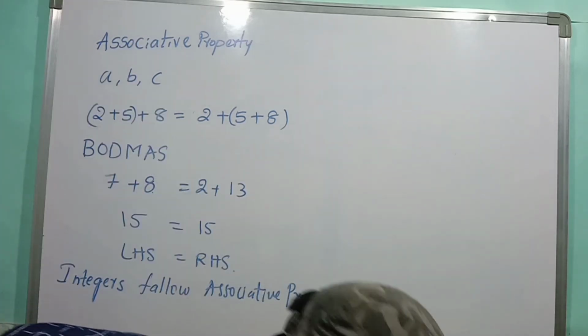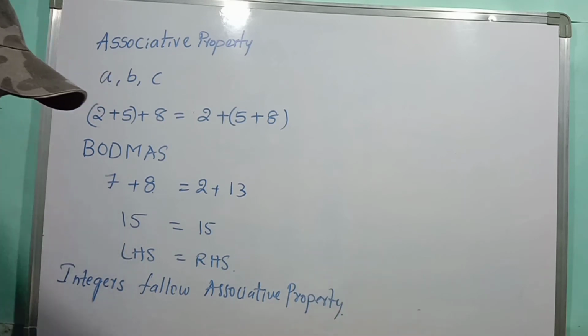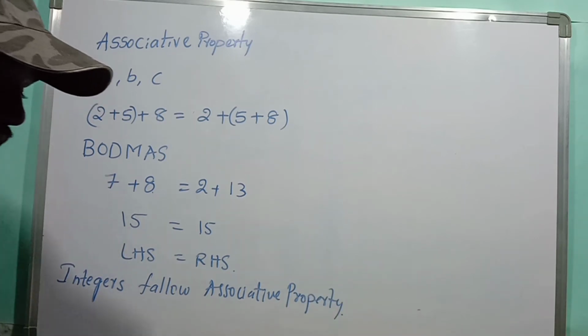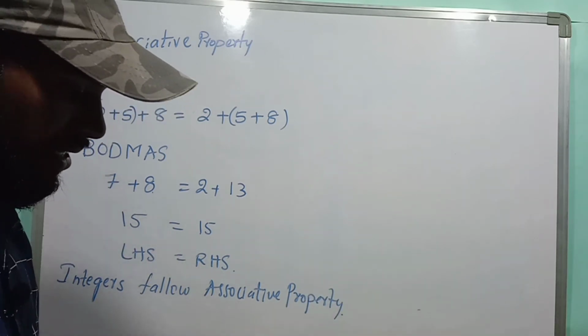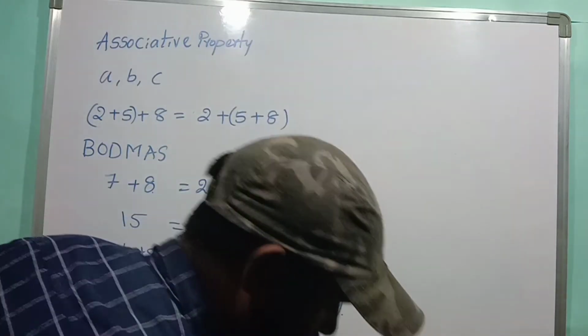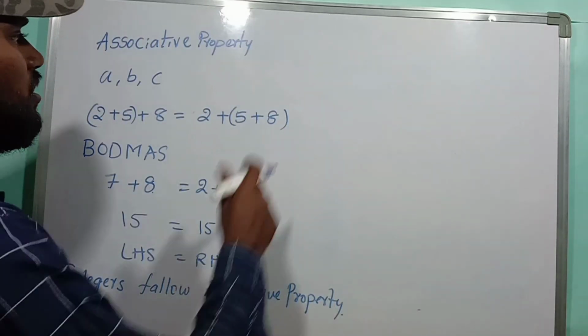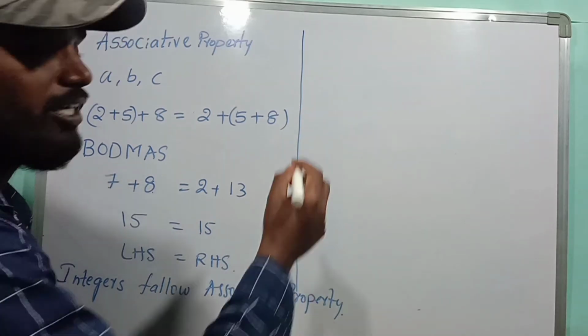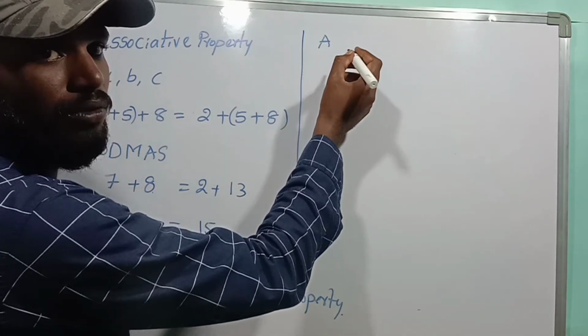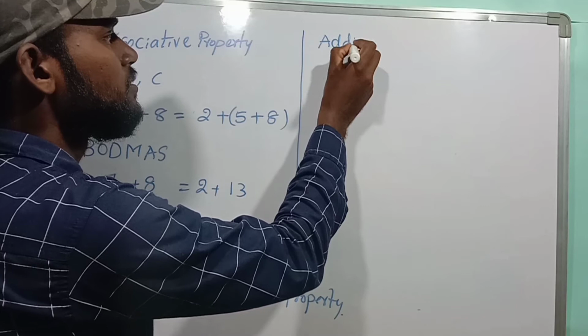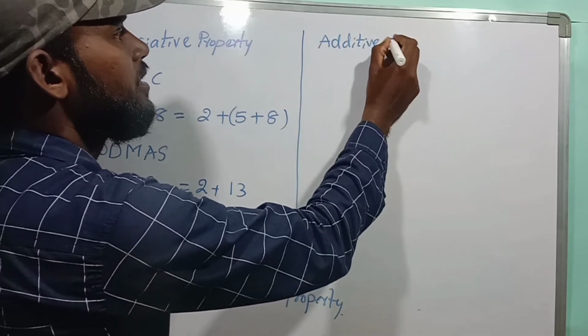Associative property completed. Next we are going to move to additive identity and additive inverse. So what is additive identity and what is additive inverse? See here, now we are going to learn about additive identity.